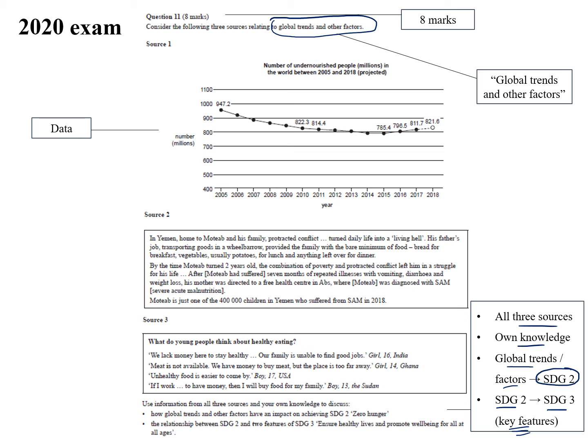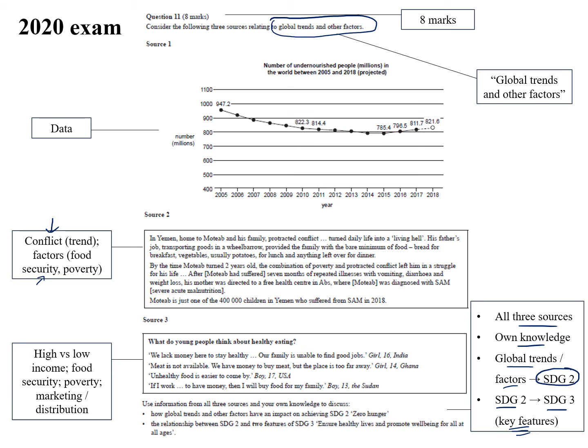Okay, and then I'm going to look through my sources. I've got some data here. If you read through this, there's a fair bit of information in there about global trends. So they talk about conflict. They talk about some of the factors like food security and poverty. And then down here, it shows the difference between high and low income young people. It talks about food security, which is a factor. It talks about poverty, which is a factor. It talks about marketing and distribution, which is a global trend.